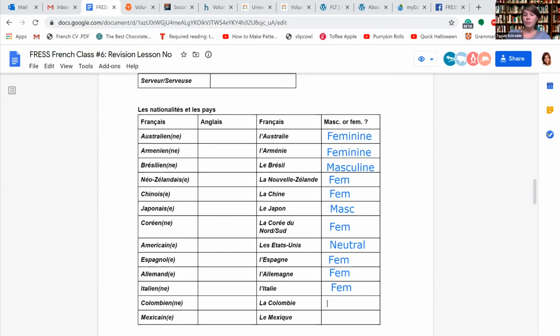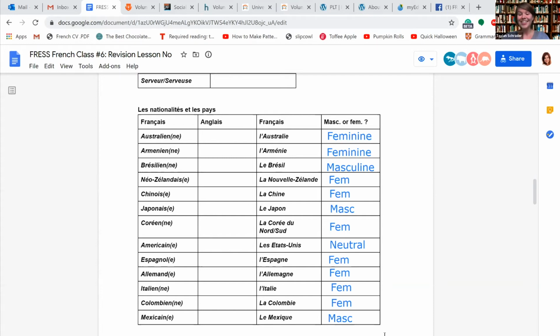La Colombie. Feminine. And which country is it? Colombia. And the last one, le Mexique. Masculine. And which country is it? Mexico. All right. So were there any countries there that people didn't fully know or understand? Espagne, Allemagne. No, it's just confusing. Why is Colombia feminine and Mexico masculine?